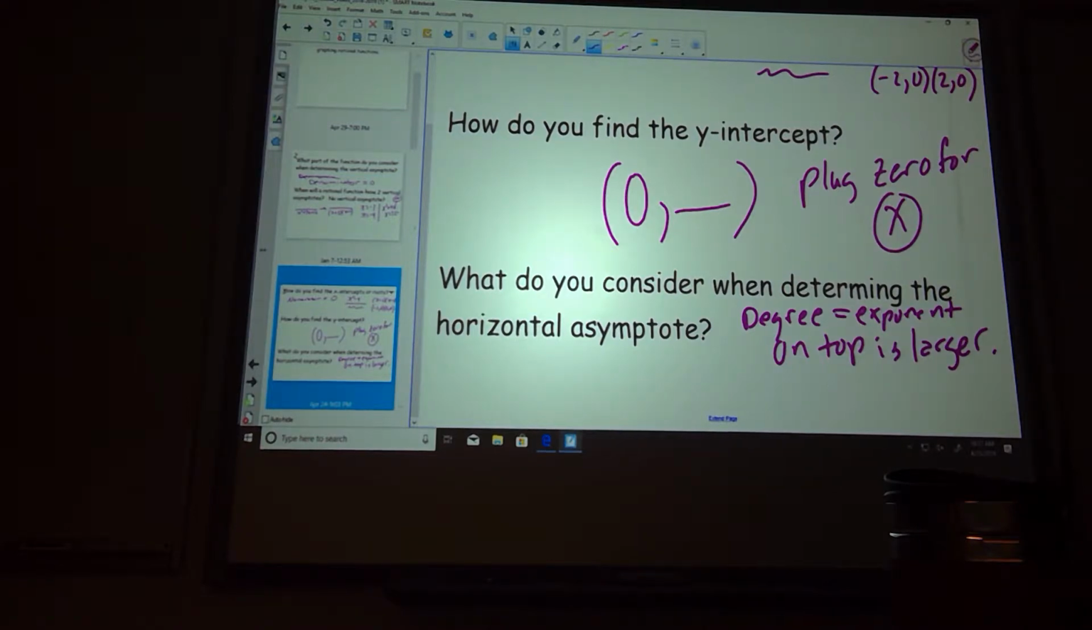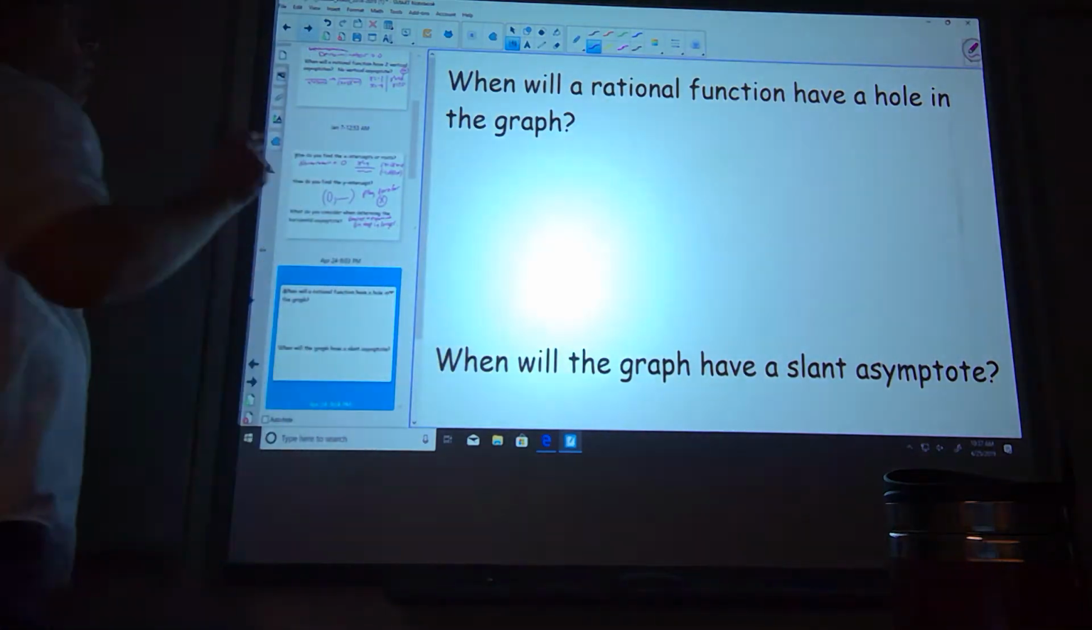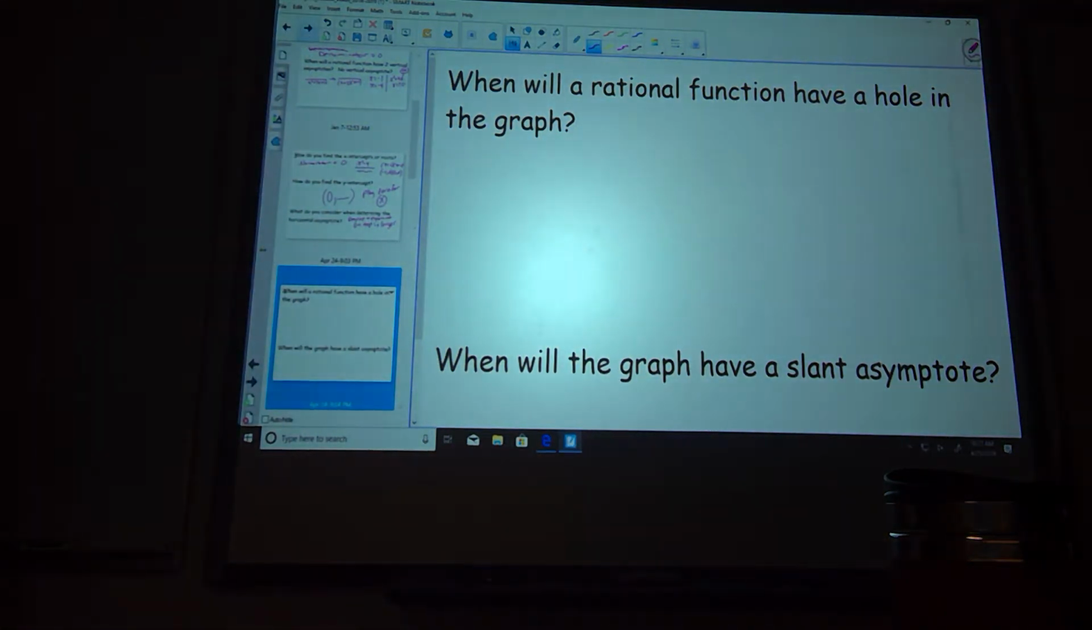If you have a horizontal asymptote, do you have a slant asymptote? No. If you have a slant, do you have a horizontal? No. Okay? So you either have a horizontal asymptote or you have a slant asymptote, or oblique, or end behavior, whatever term we want to use. Does that make sense?